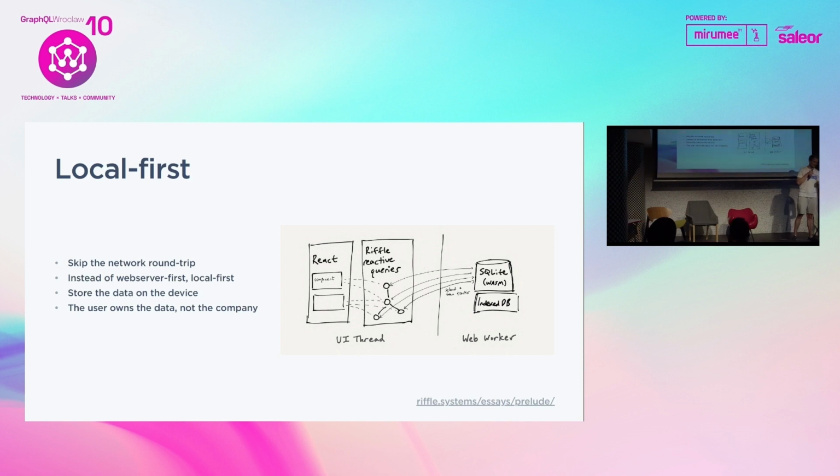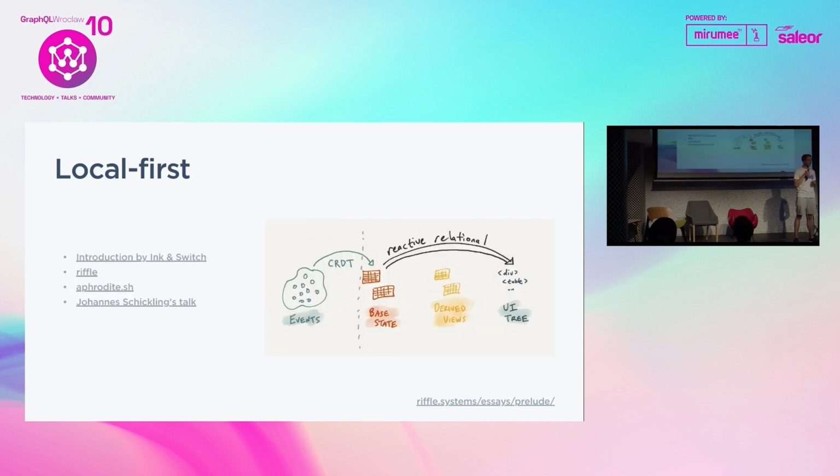SQLite is very popular for these solutions. Does that make GraphQL obsolete? I don't think so. You still need to sync all of this data, but this is just an interesting approach that popped up a few years ago and is now becoming more and more popular. There is one library called, I think, Aphrodite, if I pronounce it correctly.